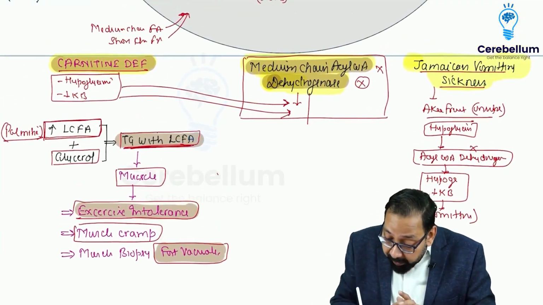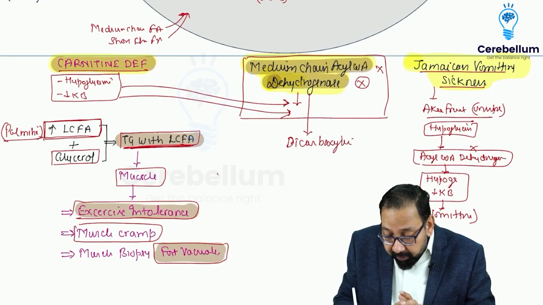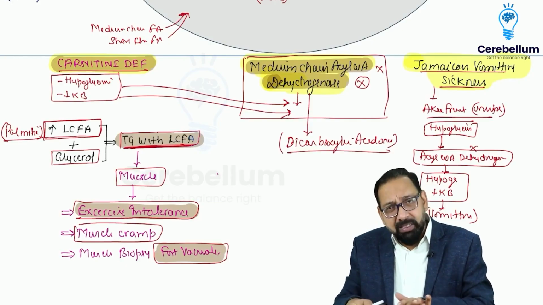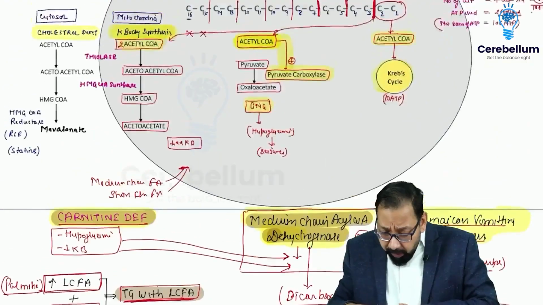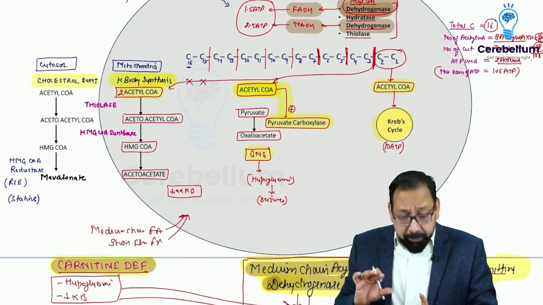In this, sometimes in a clinical scenario, you will find dicarboxylic acidosis. Dicarboxylic acidosis is also there, although you will make the diagnosis by simple concepts. But I told you, so this is about beta oxidation and its implementation.